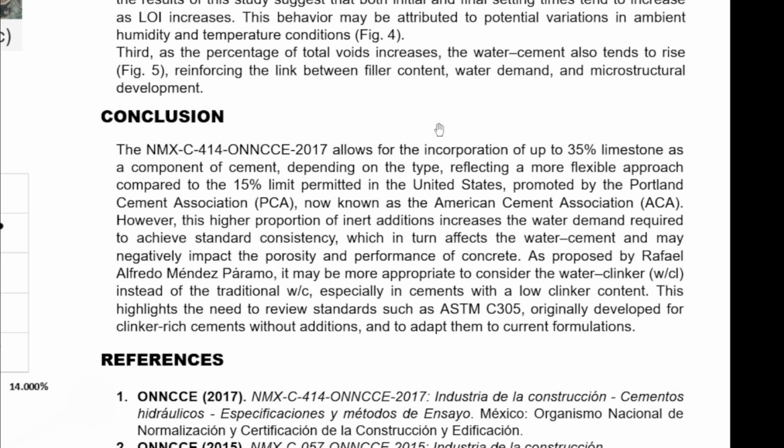This highlights the need to review standards such as Standard Test Method for Mechanical Mixing of Hydraulic Cement Pastes and Mortars in the Laboratory, C305, originally developed for clinker-rich cements without additions, and to adapt them to current formulations.